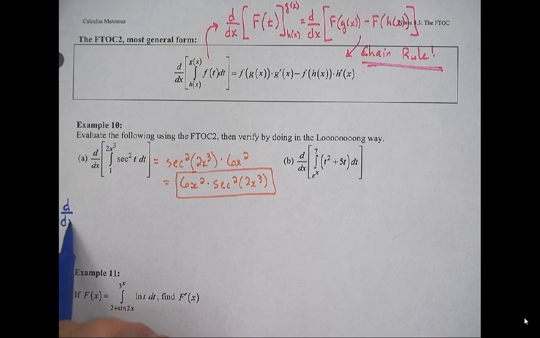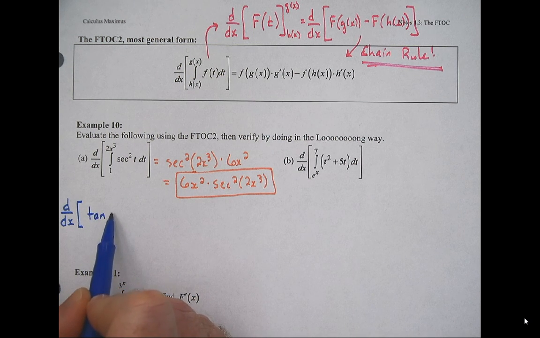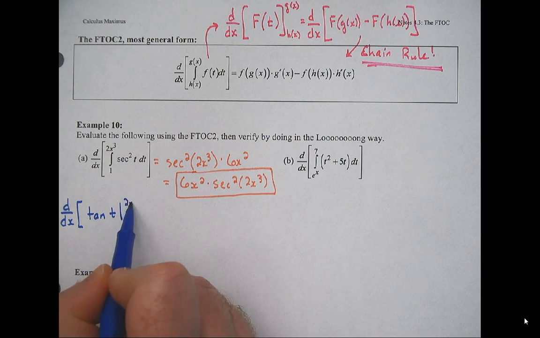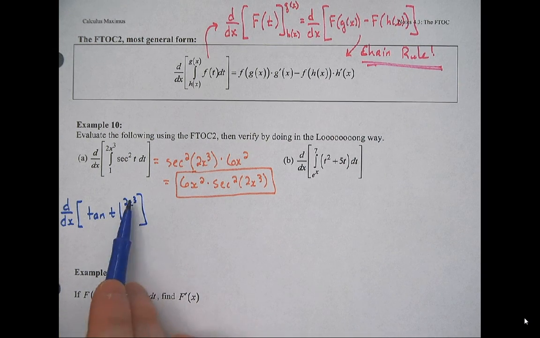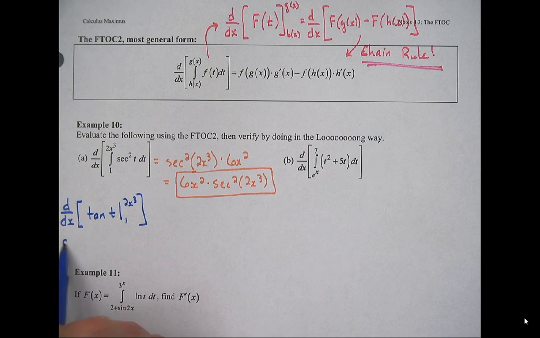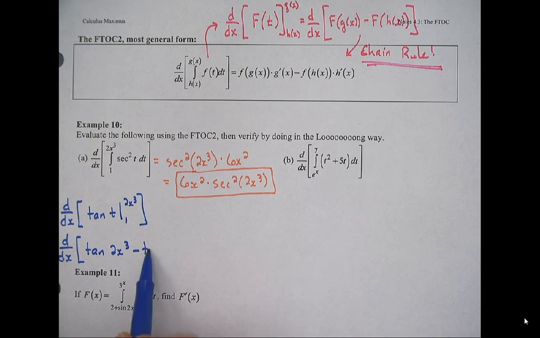So I'm trying to do d dx of the integral. The integral of secant squared is tangent of t from 1 to 2x cubed. Now I'm going to do the first part of the fundamental theorem of calculus, where I can plug and chug here. So this would become tangent of, plug that in there first, 2x cubed, minus plug in there tangent of 1.